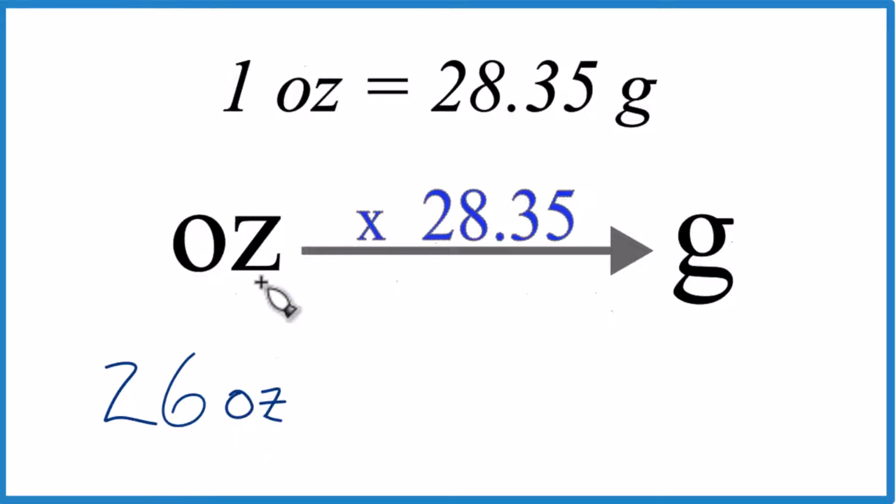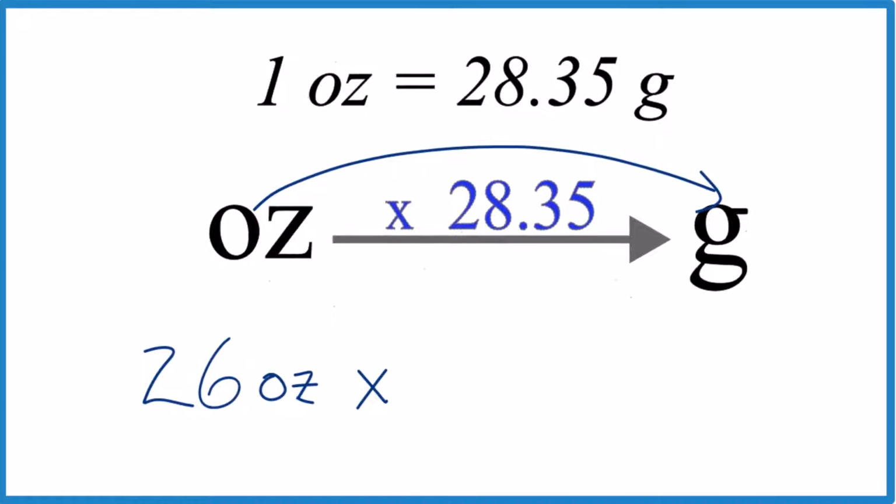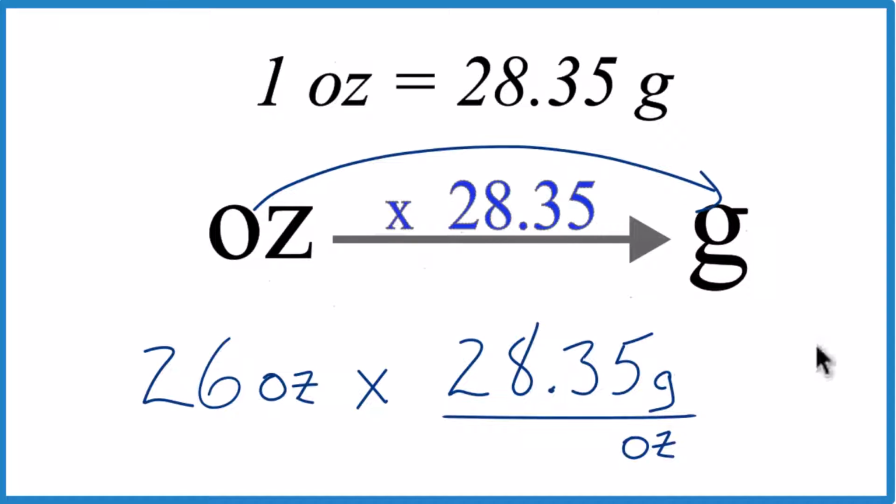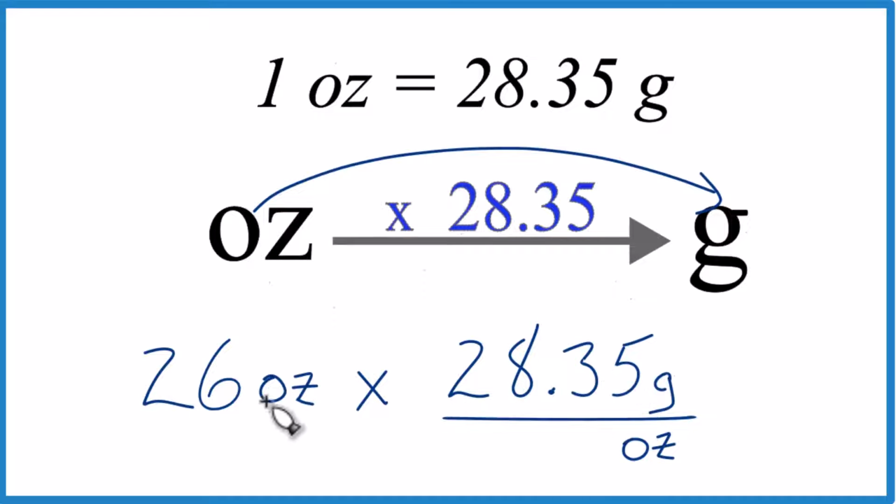So we have 26 ounces. Ounces to grams, we multiply by 28.35, like this here. And that's 28.35 grams in 1 ounce, grams per ounce. So this is our conversion factor. What's nice is when you multiply, you have ounces on the top and the bottom. They cancel out. You're left with grams. So you know you did it correctly.